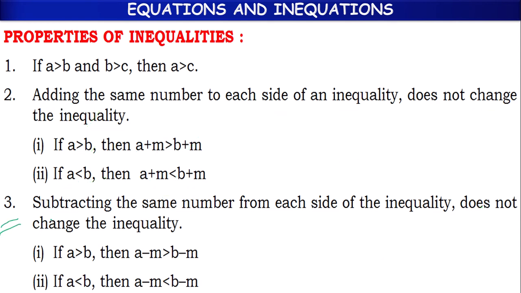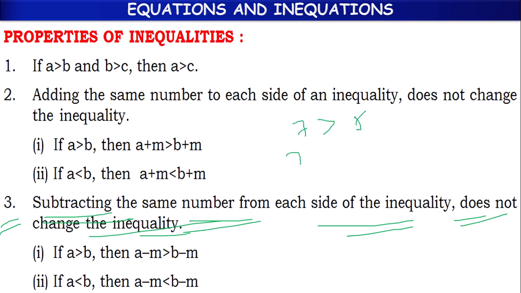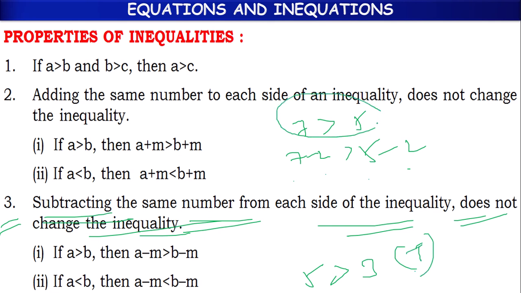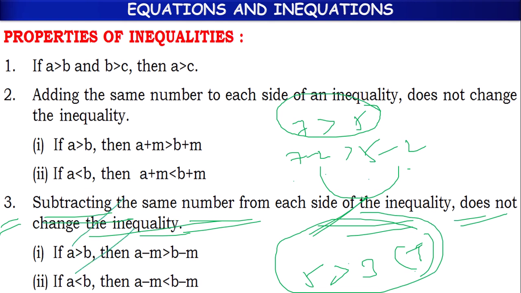In the same way, subtracting the same number from each side of an inequality also does not change the inequality. Is 7 greater than 5? If we subtract 2 from 7 and 2 from 5, 7 minus 2 is 5, greater than 5 minus 2, which is 3, which is true. This means when an inequality is given, the same number can be subtracted on both sides and the inequality will be the same. There will be no change in the inequality. It may be greater than, it may be less than.